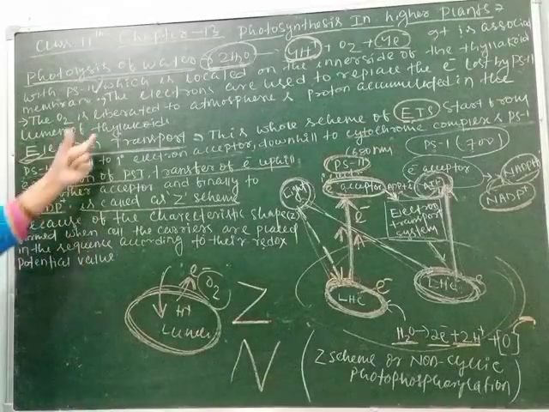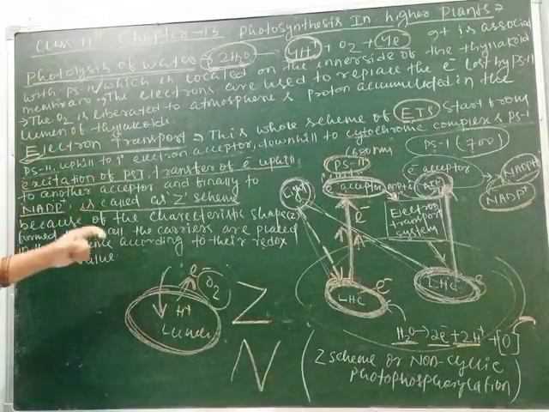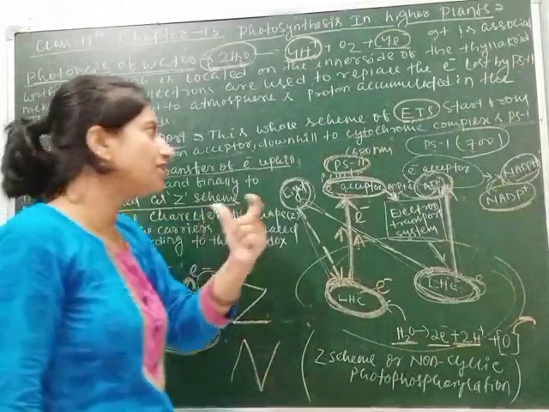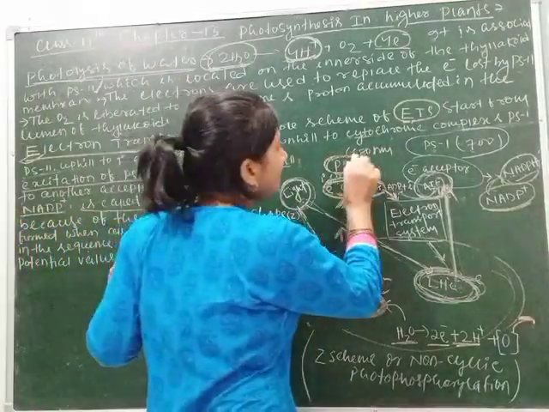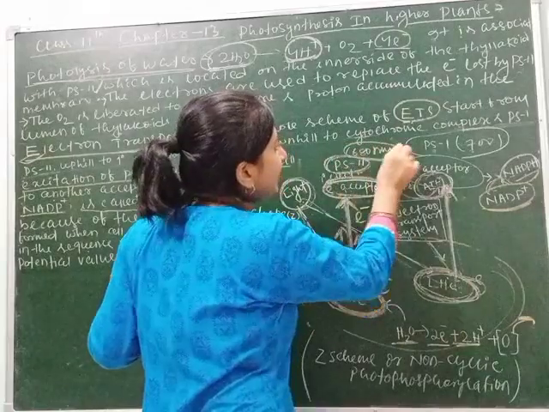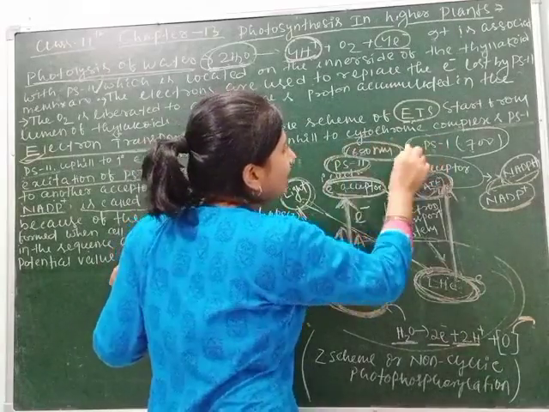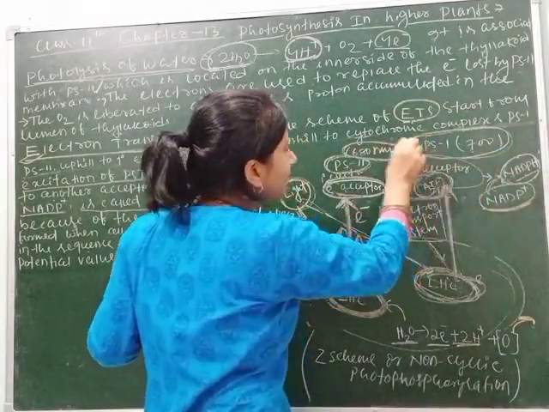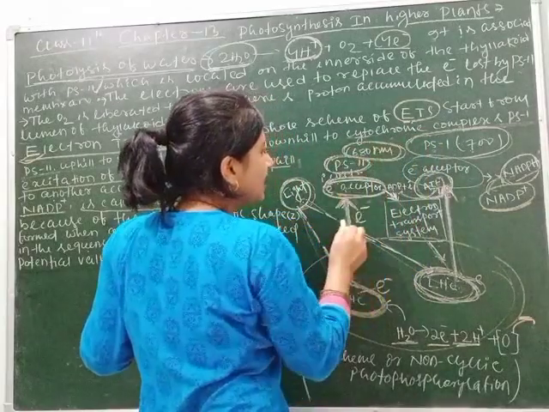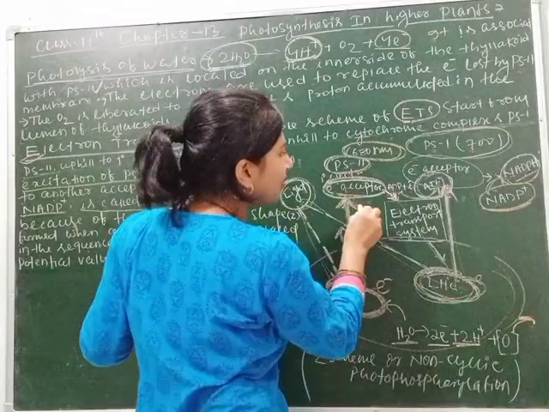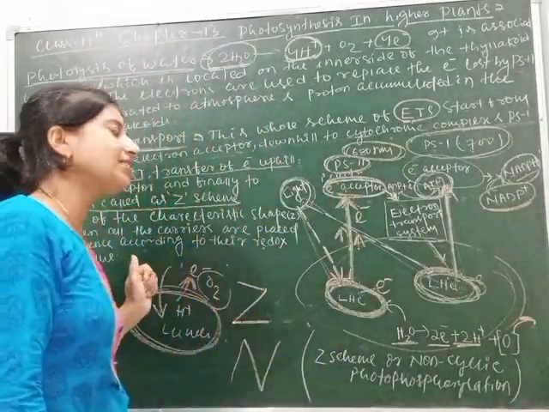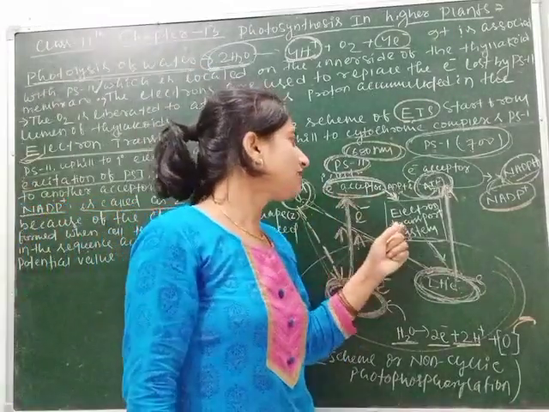So what events take place here during electron transport? I think you have cleared your concept. If any doubt, then you can ask. So students, remember PS2 absorbs 680 nanometer and PS1 traps 700 nanometer. The electrons are directly transferred in PS2, whereas from PS1 the electrons are indirectly transferred by an electron transport system.